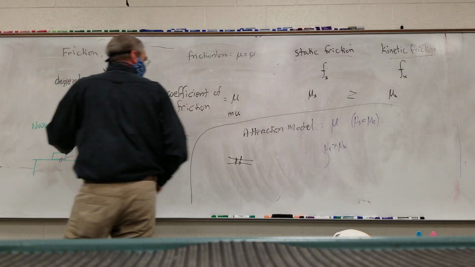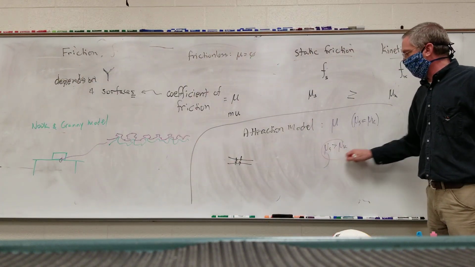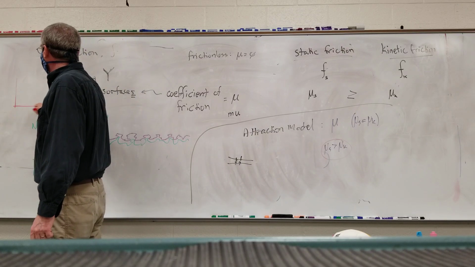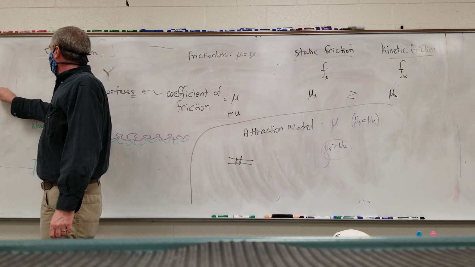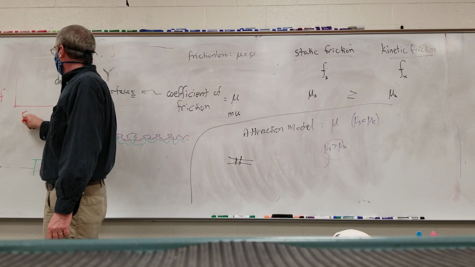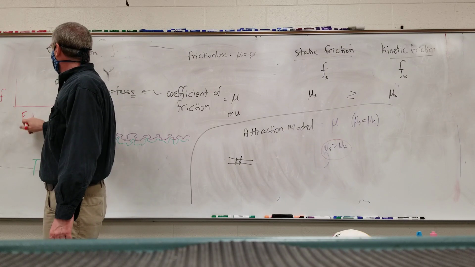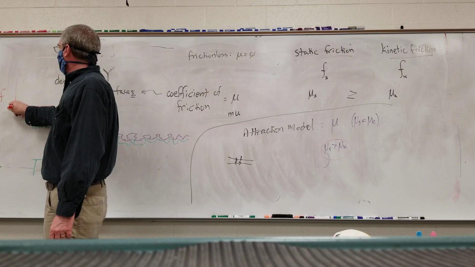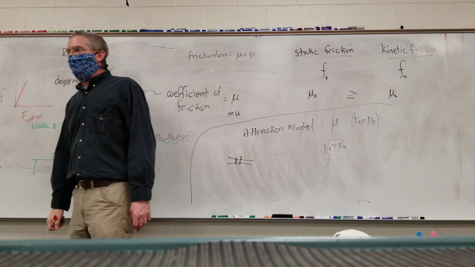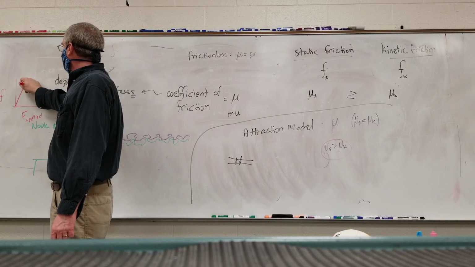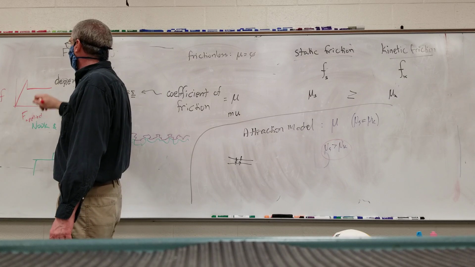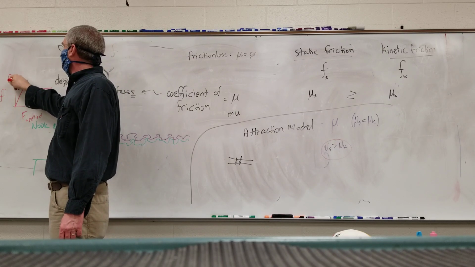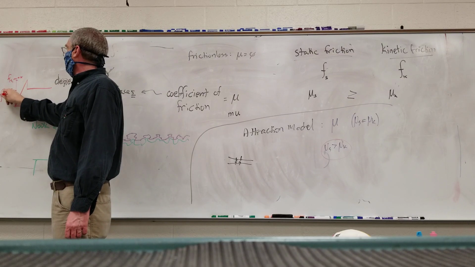So under this model right here, the nook and cranny model, or under this aspect of the attraction model, if I look at friction versus applied force, the friction is going to match the applied force until I hit that breaking point, at which point the friction will drop down into something like this. This point right here is the maximum static friction, Fs max, and this right here would be my kinetic friction.